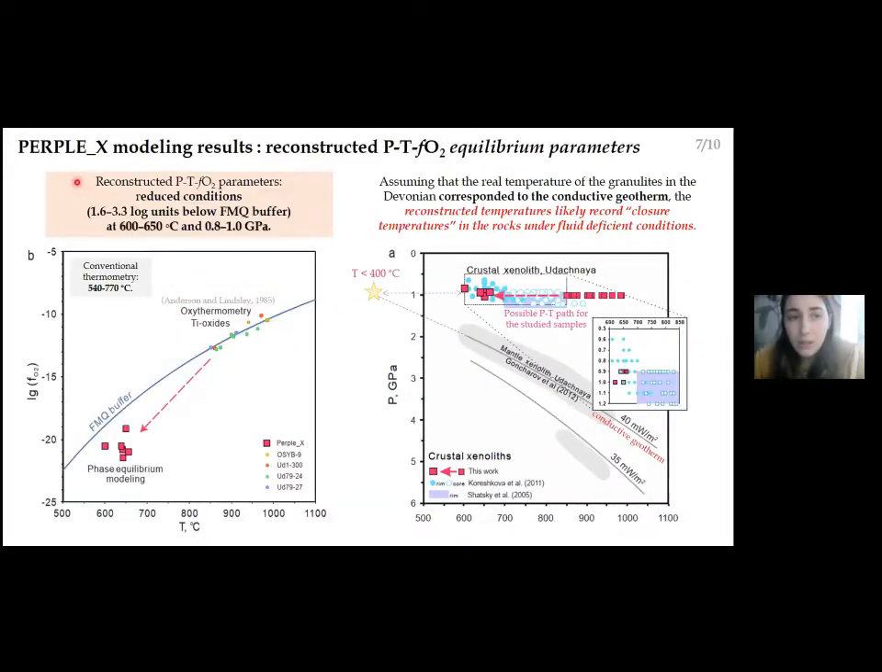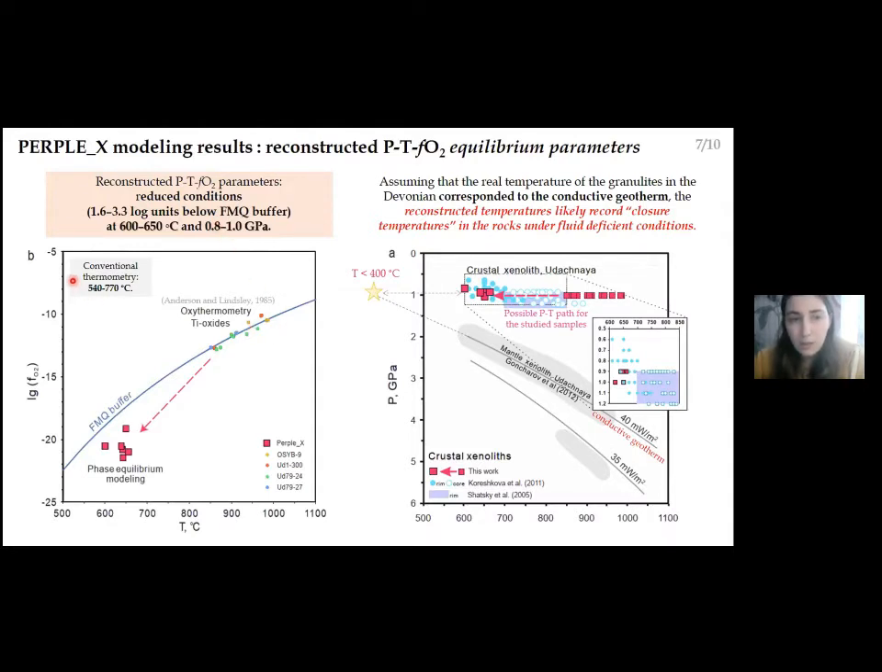As a result, we reconstructed temperature and pressure for all samples. Temperatures are 650 degrees, and pressures are 8 to 10 kilobars. And also, we reconstructed reduced conditions up to 3.3 log units below the FMQ buffer.